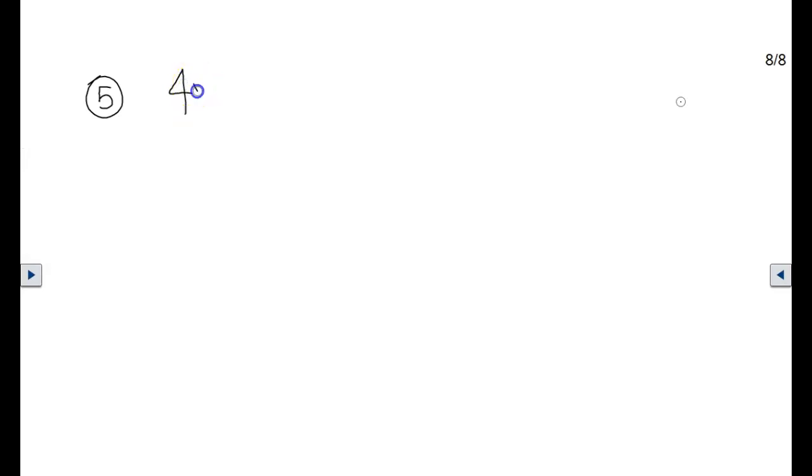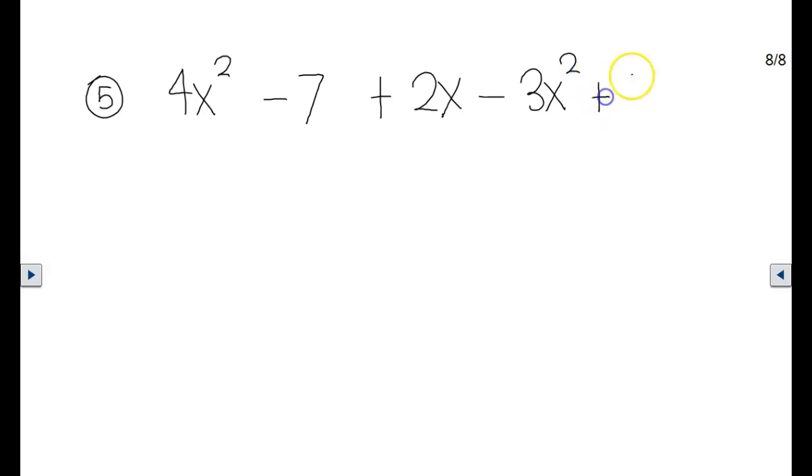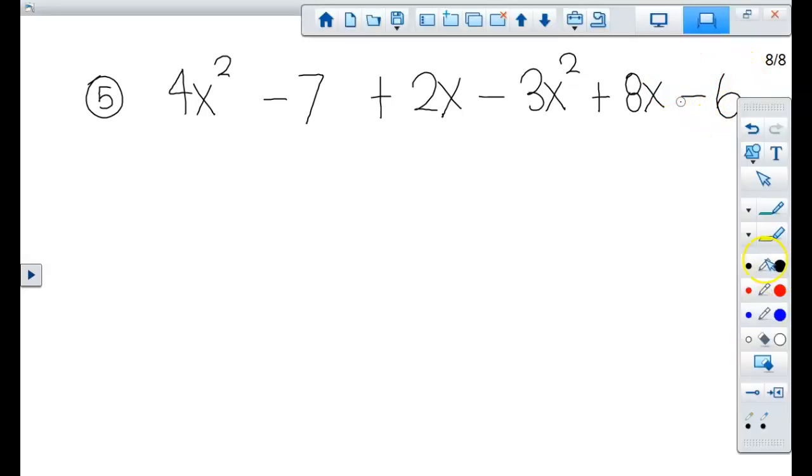All right, let's get one last one here. We're going to do 4x squared minus 7 plus 2x minus 3x squared plus 8x minus 6. So this problem has 1, 2, 3, 4, 5, 6 terms. 6 terms total in this problem.